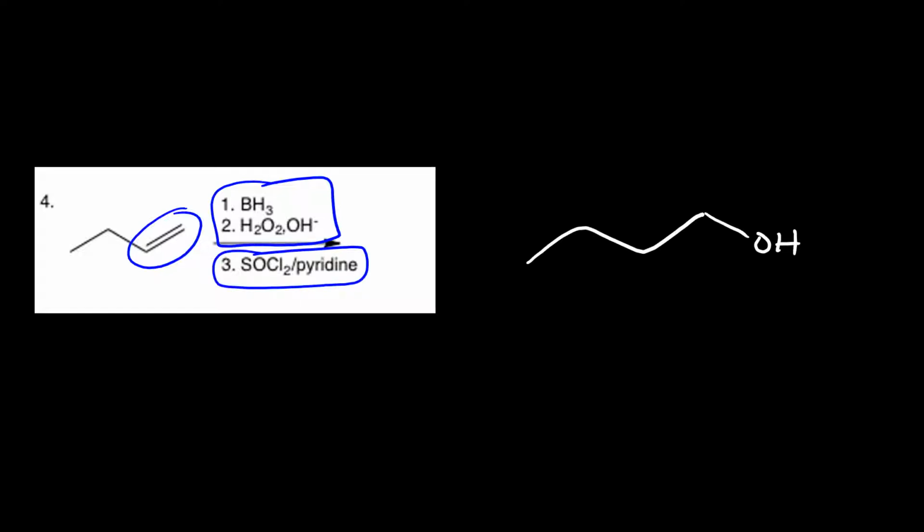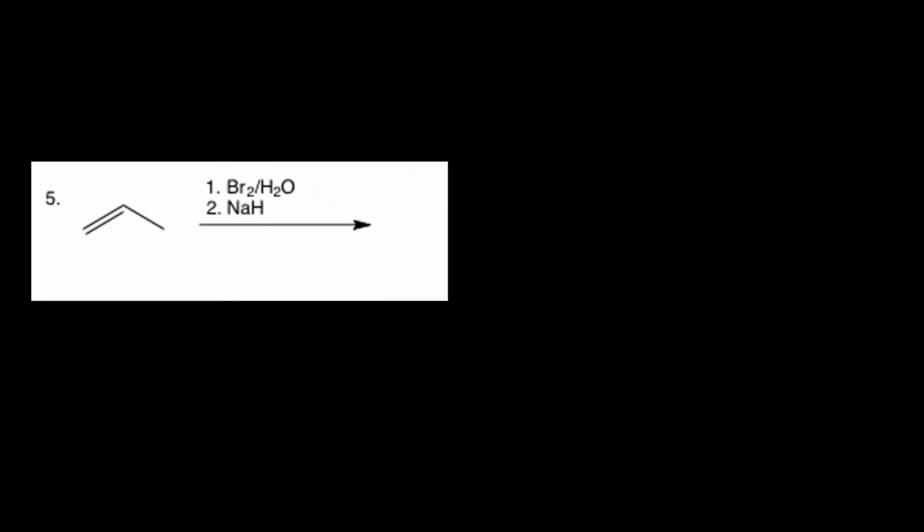And another alkene. We're going to do the hydroboration oxidation, which is an anti-Markovnikov hydration. So you end up with a hydroxyl group on the end. And then we're treating that alcohol product with SOCl2 and pyridine, and that's just a chlorination step. So we're going to have the alkyl chloride product.